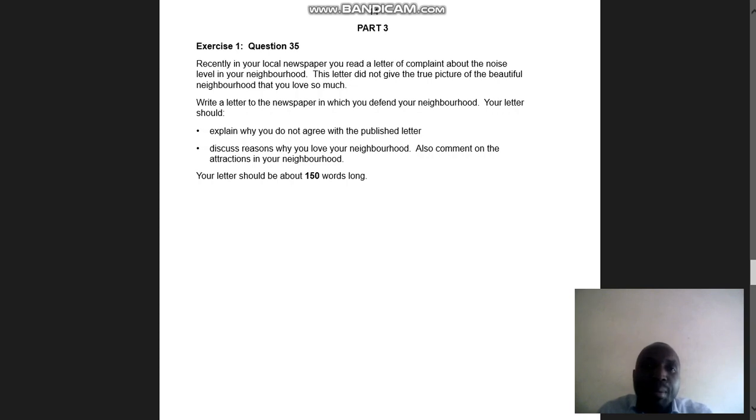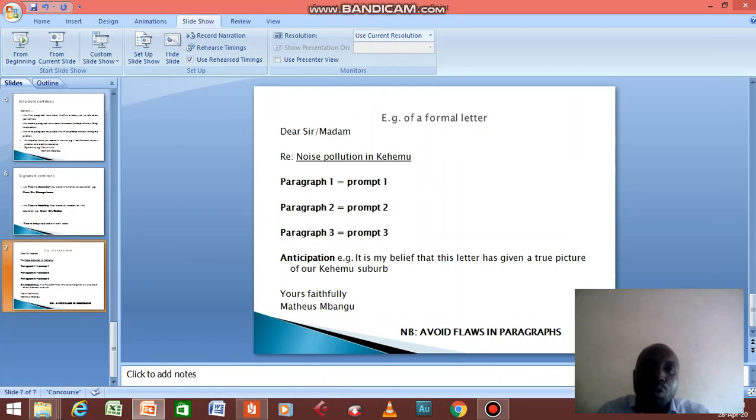And then from there, remember I only have 2 points here. In the third paragraph, I must now talk about the attractions in my neighborhood. I need to divide this second point because it has reasons why I love my neighborhood and also attractions in my neighborhood. So remember, one paragraph, one idea. So my third paragraph will cover the attractions in my neighborhood. Then once I'm done, I should be able to write my anticipation. It's my belief that this letter gives a clear picture of our Kehemu suburb. Then from there, yours truly, Matthews Mbangu.